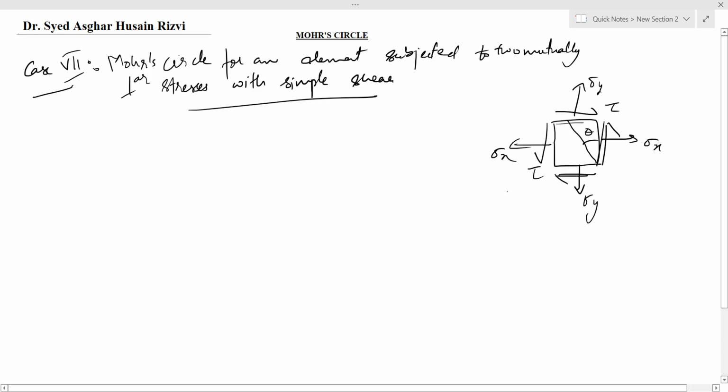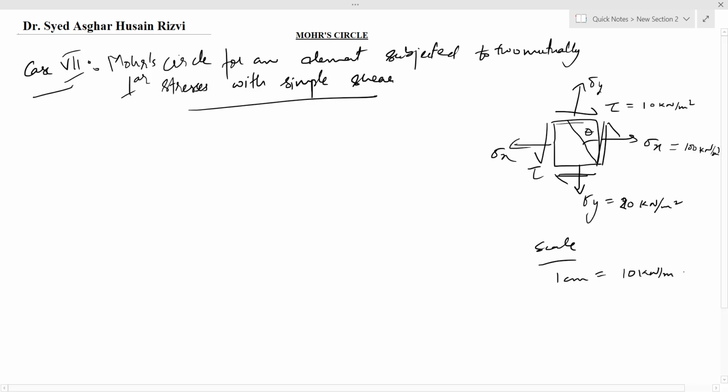And again we will assume the values: sigma x 100 kilonewton per meter square, sigma y 20 kilonewton per meter square, and tau equals, let us say, 10 kilonewton per meter square. We will scale it. Let 1 centimeter equal 10 kilonewton per meter square. So sigma x equals 10 centimeter, sigma y equals 2 centimeter, and tau equals 1 centimeter.